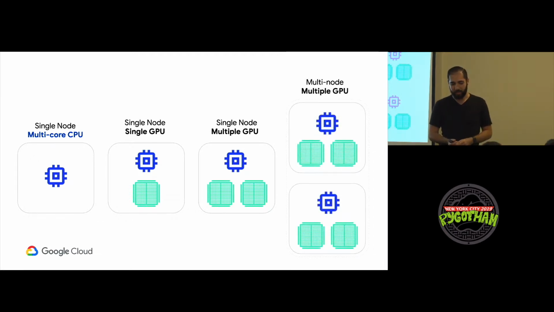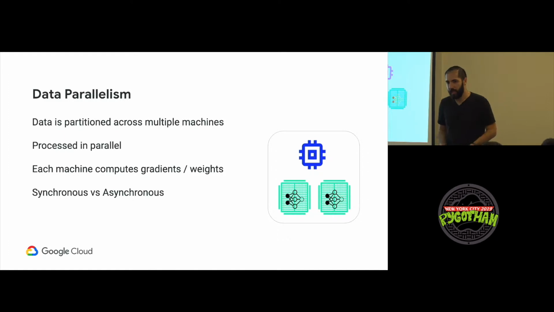But then you can also chain multiple of these together. So you can chain multiple machines that have CPUs and GPUs together. So there are different configurations, I guess you can say, of how you can arrange the hardware. And with this in mind, we can then apply it to different paradigms for parallelizing your data. So the first one that we're going to talk about, there are two.